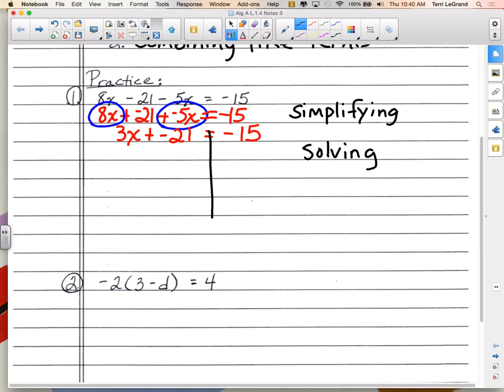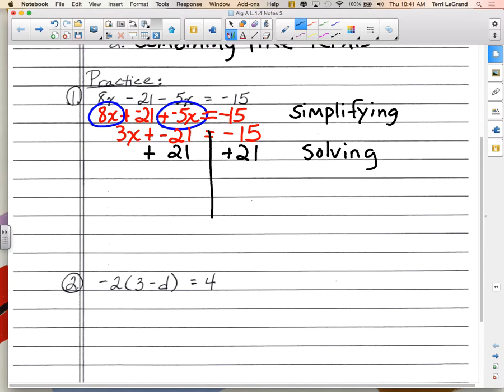What's being added? Negative 21. How are we going to undo a negative 21? Well, just think of it as a negative 21. What would undo a negative 21? A positive 21, right? So let's add 21 to both sides. So we're going to add the opposite of that negative 21, because that will undo it. They're opposites. So we'll add 21 on both sides.